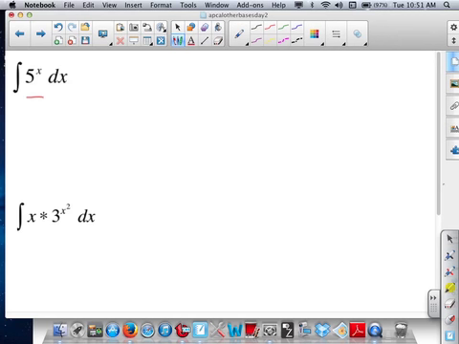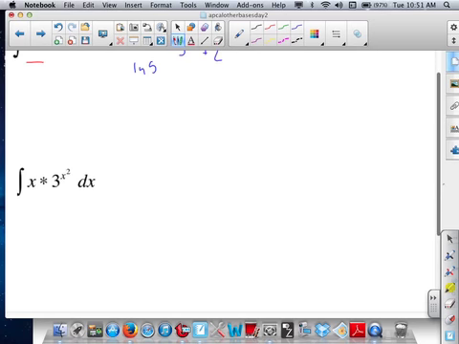Kind of like I think I showed this problem to you yesterday: the antiderivative of 5 to the x. This is a pretty simple one. That would be 1 over the natural log of 5 times 5 to the x plus c. All right, now let's take a look at this next one.